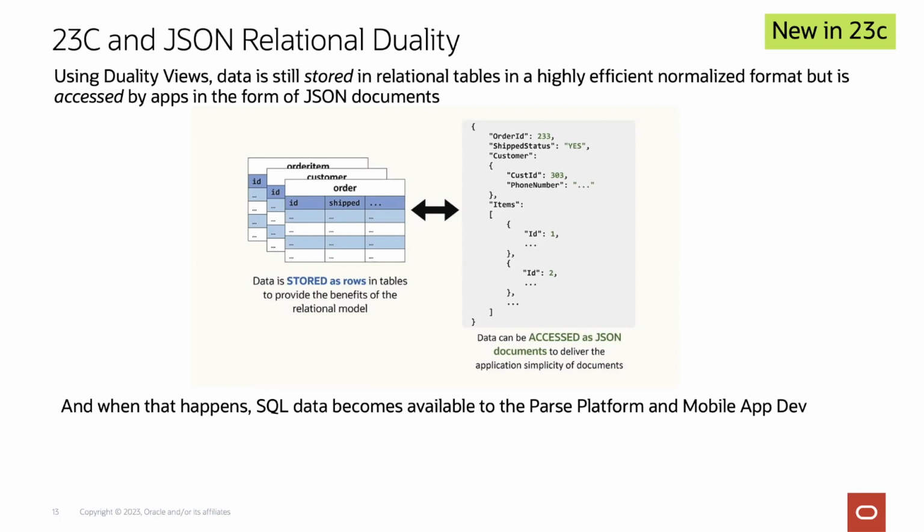23c has a new feature called JSON relational duality. This means that a user can create JSON writable views on existing SQL data. The mobile app stack can take advantage of these JSON views. This means that your current SQL-based data can be made available to the mobile platform by just defining these views.